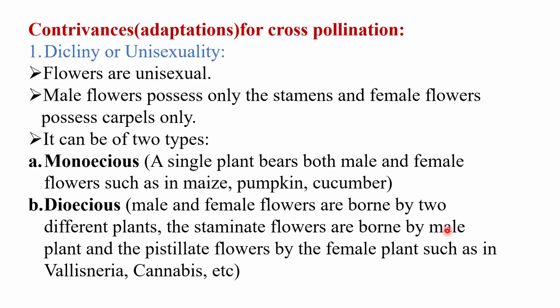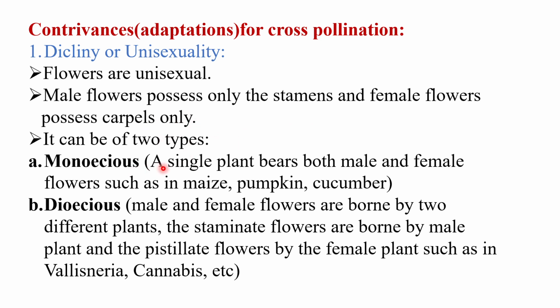So the adaptations for cross-pollination are, first, diclin/unisexuality, in which flowers are usually unisexual, meaning male flowers possess only the stamens and female flowers possess only the carpels. It can be of two types.